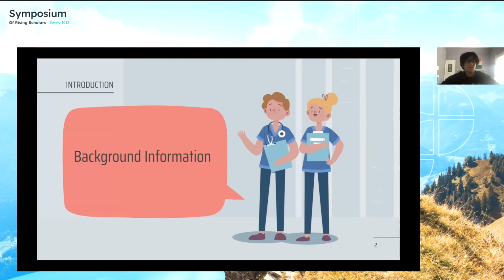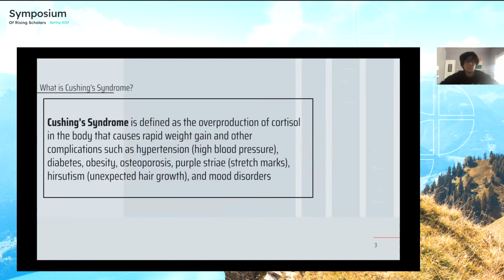So, a little background information about who I am. My name is Adhiraj Mantan, or you can call me Adi, and I am a current junior at Coppell High School in Dallas, Texas. Throughout my high school career, I found an interest in medicine, especially in pursuing something in endocrinology. So, what is Cushing syndrome?